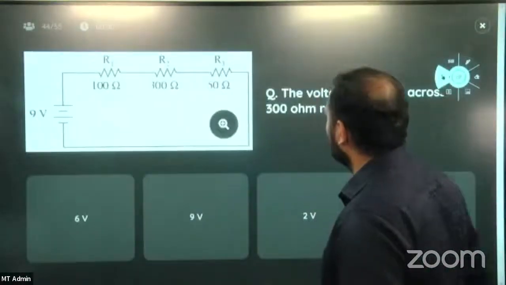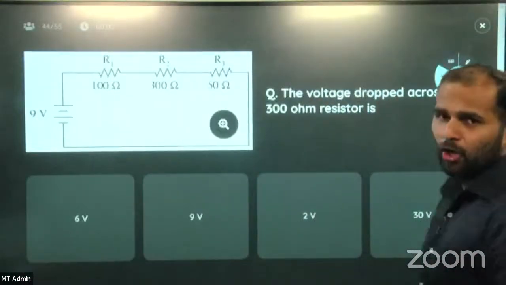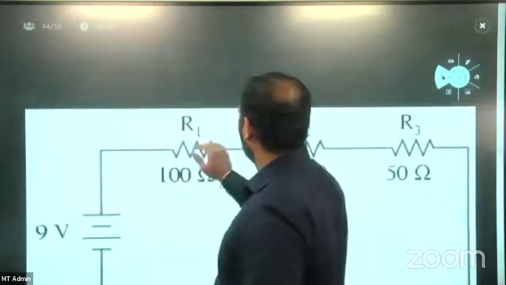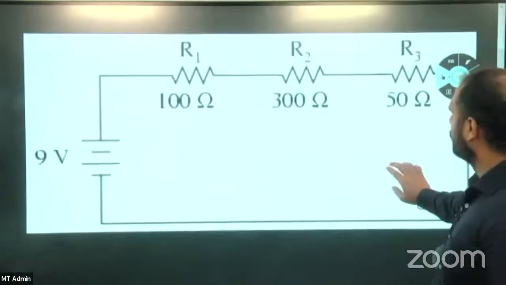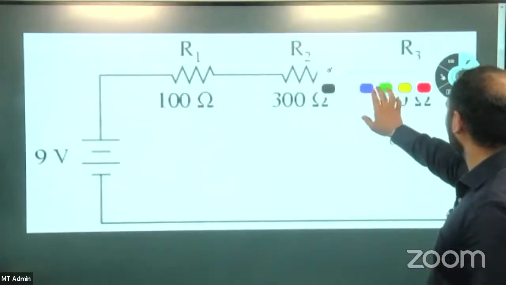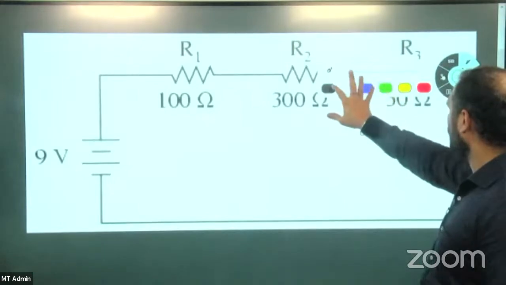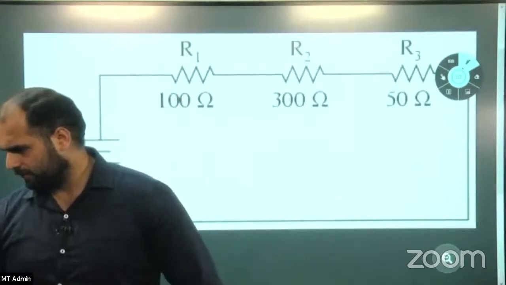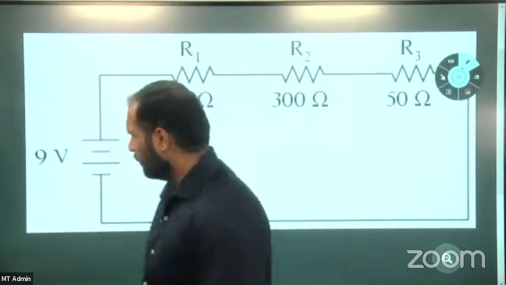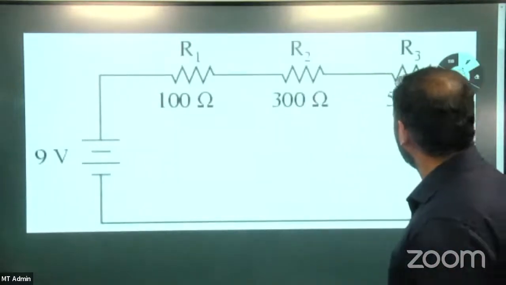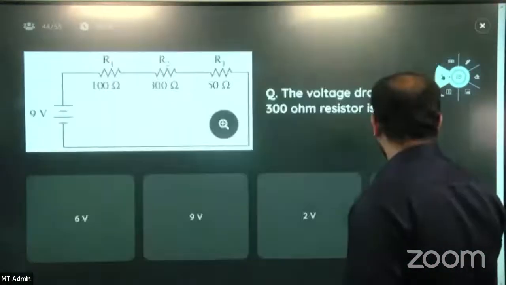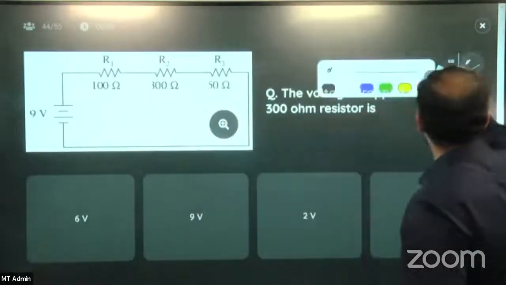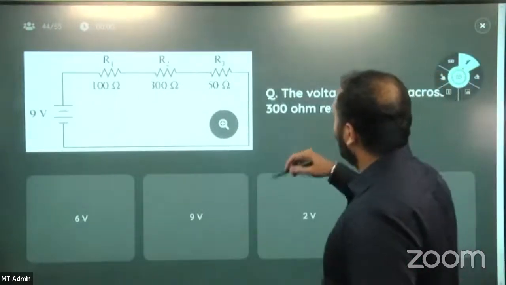Let's see what the question is. The voltage drop across 300 ohms resistor is... Okay, let's see what the correct option is. So the voltage drop across 300 ohm, second. I guess this is visible, right? We will solve over here.